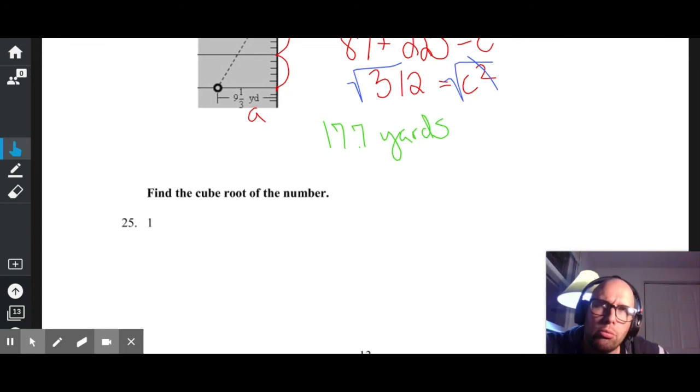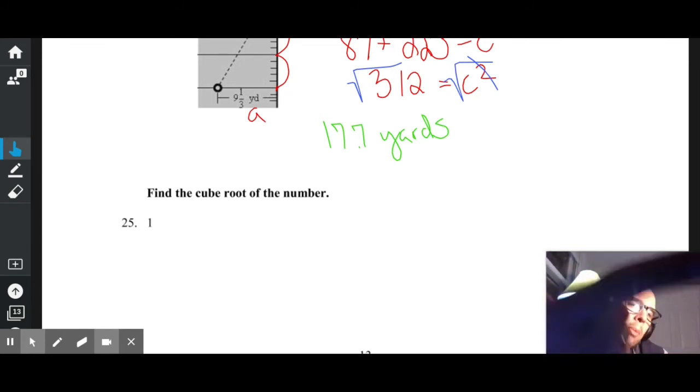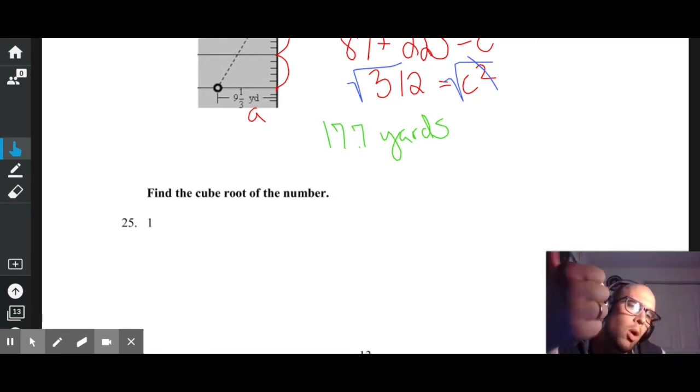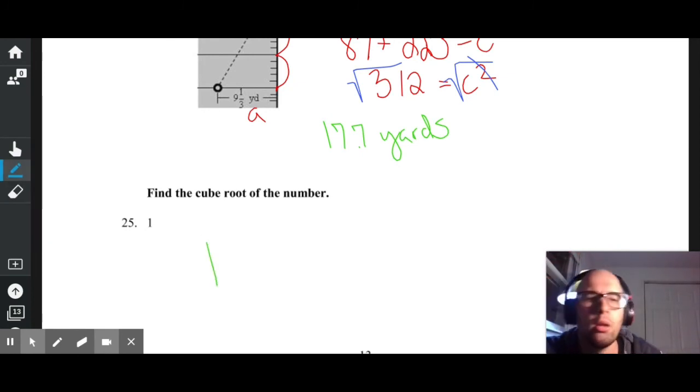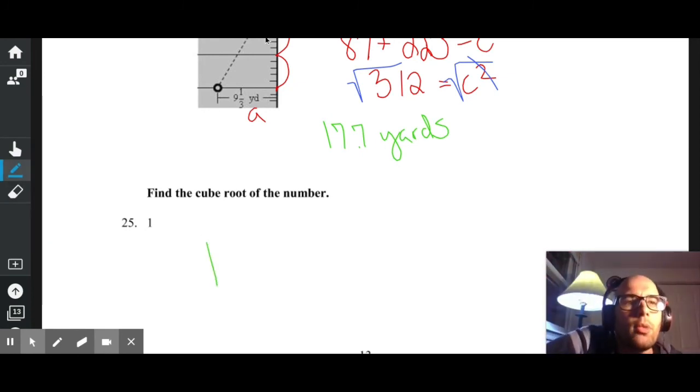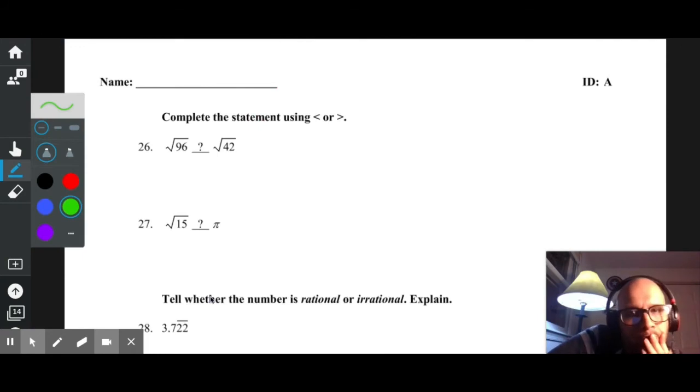Cube root. When I'm asked to find the cube root of something, I have to do something times itself, which means what times what times what is 1. 1 times 1 times 1 is 1. These again are actually really friendly.